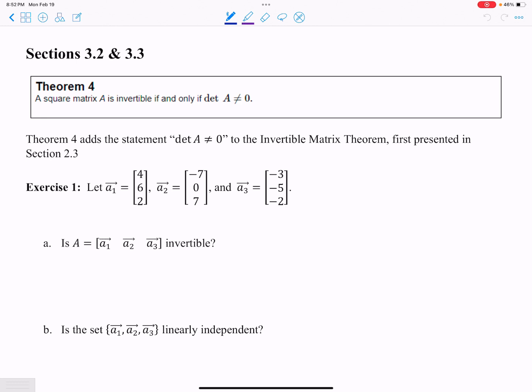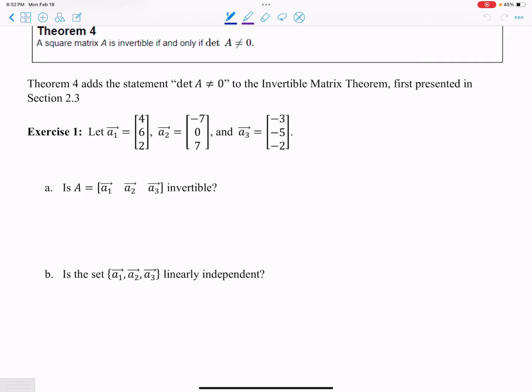In these sections, we'll look more at determinants, some of their applications, and other uses. So I've mentioned this last time, that a square matrix is invertible if and only if the determinant is not 0. So this can be added to our big list of things from the invertible matrix theorem.